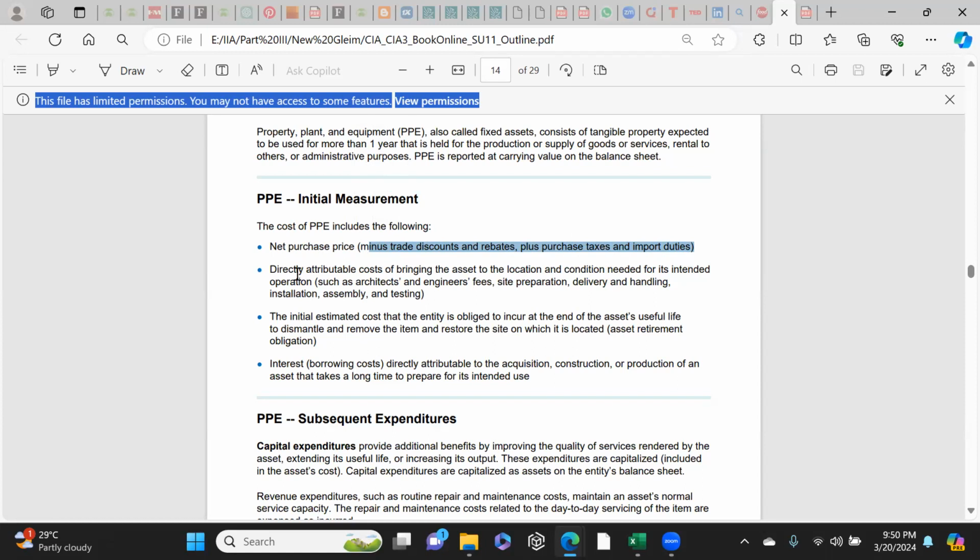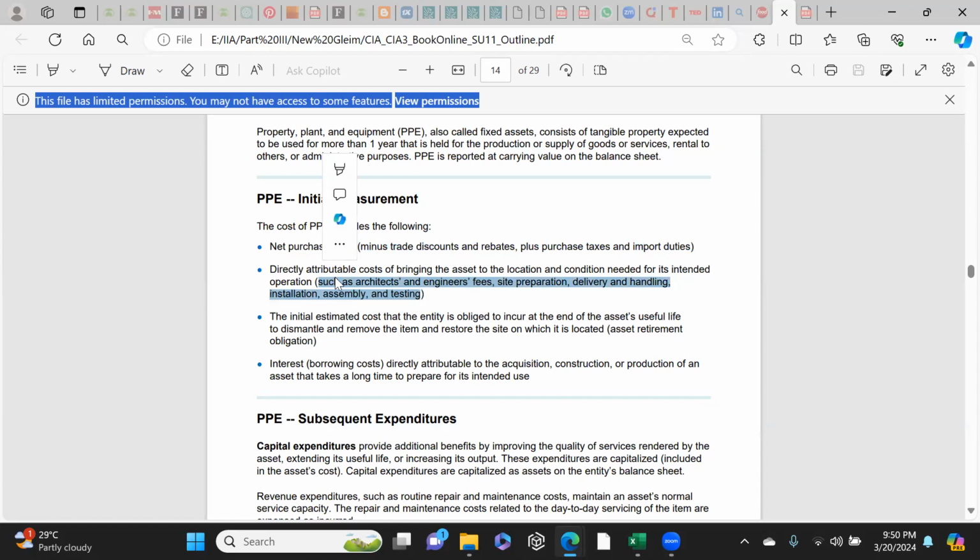In addition to that, whatever is the directly attributable cost of bringing the asset to the location and condition needed for its standard operation. So you buy it, minus any discounts, plus any taxes, and you need to bring it to your own premises. What is the cost that you incur in bringing it to the premises? And you have to make it into a usable form. So you may be making certain changes, installations, and things like that, such as architects and engineers fees, site preparation, delivery and handling, installation, assembly, and testing. All of that is included there.